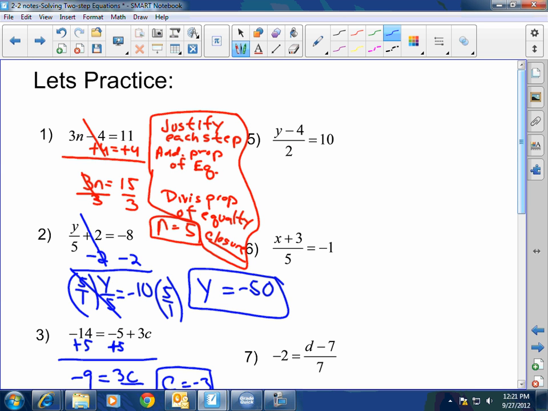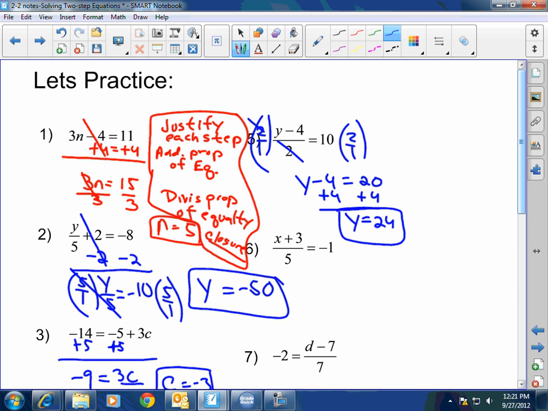So what I have to do here is release the top. So I got to get rid of this 2 in the denominator. How do I get rid of that 2 in the denominator that's being divided? Multiply by 2, absolutely, to both sides, gentlemen. 2 divided by 2 is 1. So I got y minus 4 equals 20. Add the 4 to both sides. Isn't that a lot easier, guys? No, you don't think that was easier?